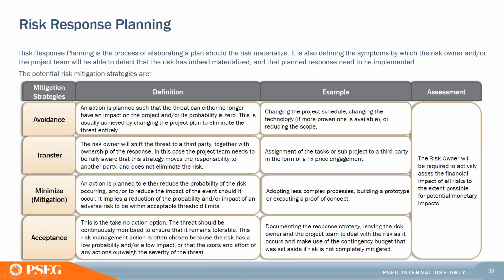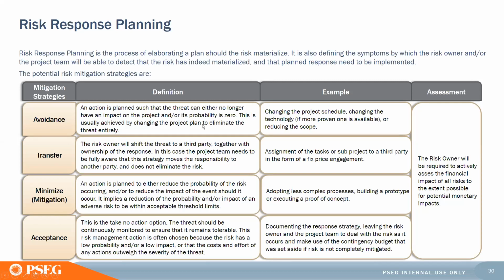So here's your risk response planning. This is when you have identified a risk, and if the risk should materialize, how are you going to manage that risk? You have a few mitigation strategies. Avoidance: you could avoid the risk. An action is planned such that the risk can no longer have an impact on the project, or the probability is 0.